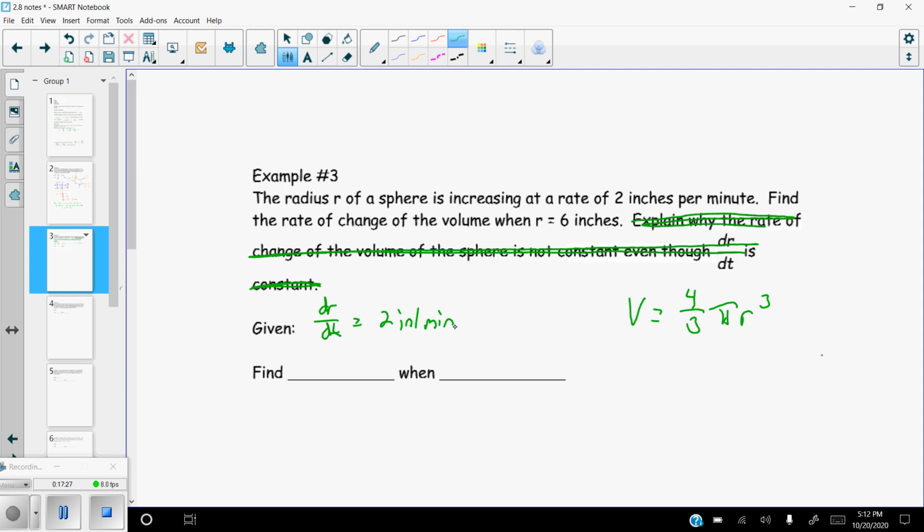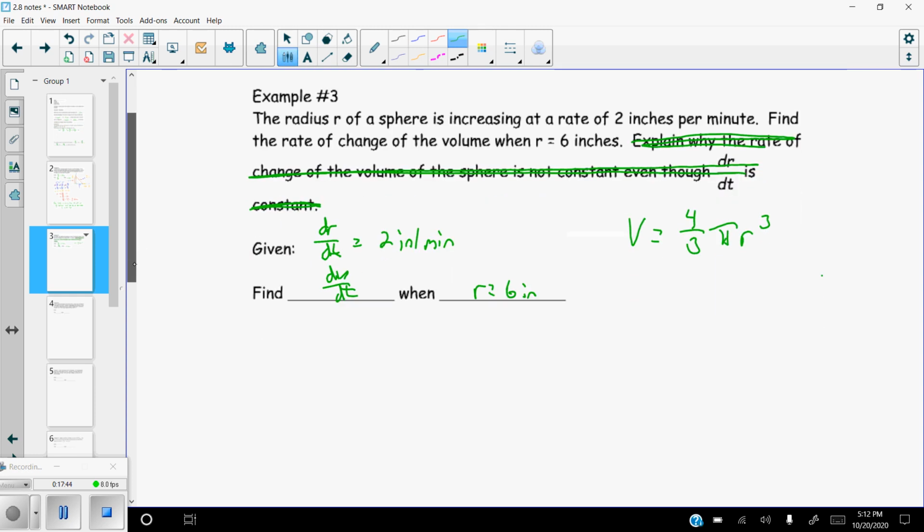So it wants me to find the rate of change of the volume, which is going to be dv over dt. That's what we're looking for when it says r is 6 inches. So it kind of spelled that one out here for us for the most part. So now we can go ahead and figure this thing out.